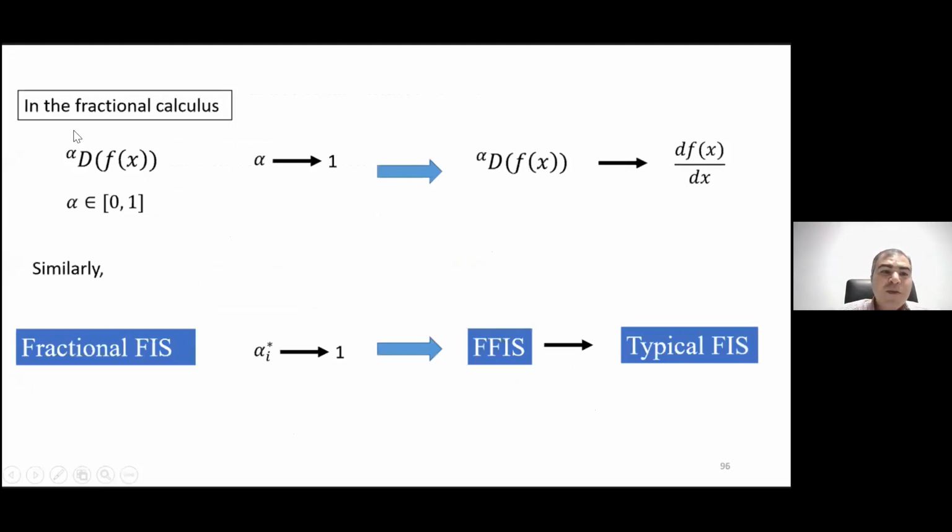If you are familiar with fractional calculus, you know that the fractional derivative of a function approaches the integer order or first order derivative of the function as the order of the fractional derivative approaches 1. Similarly, in the fractional fuzzy inference system, as the order approaches 1, the behavior and the output of the fractional fuzzy inference system approaches the typical fuzzy inference system.